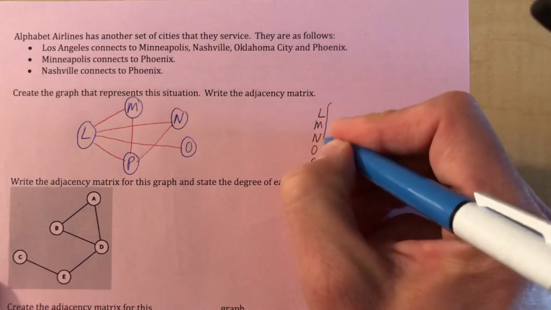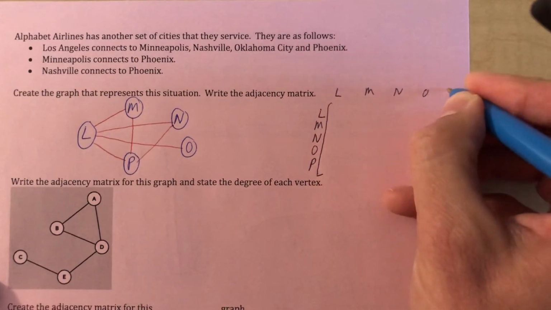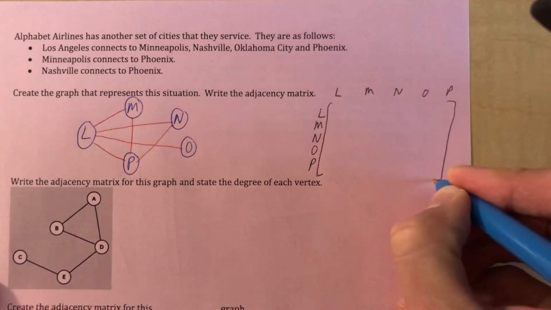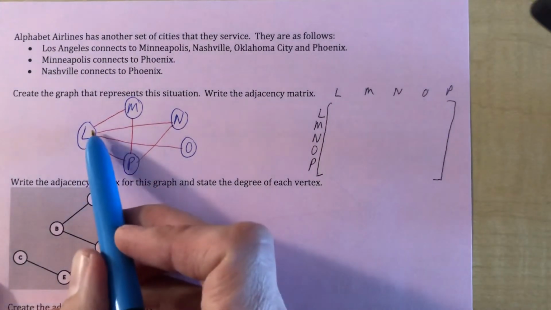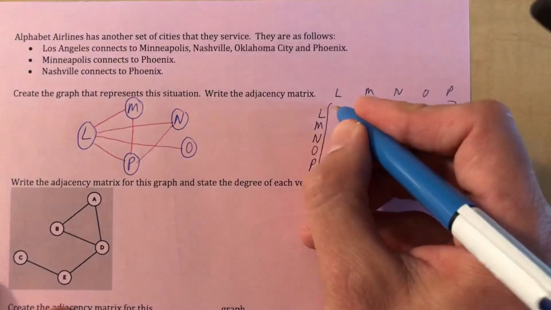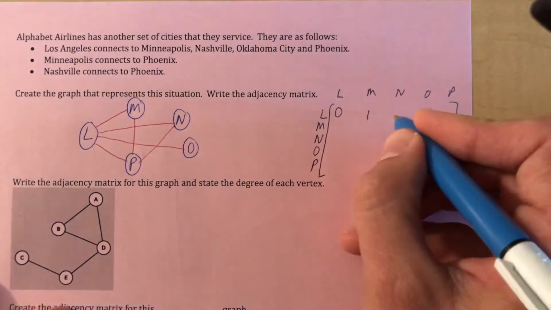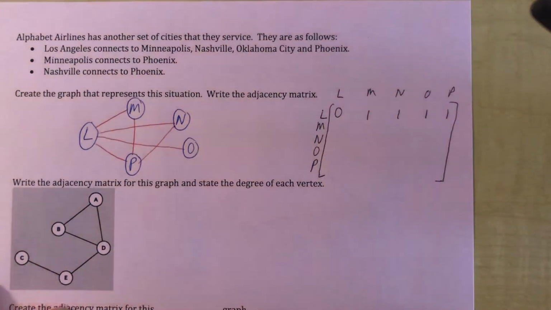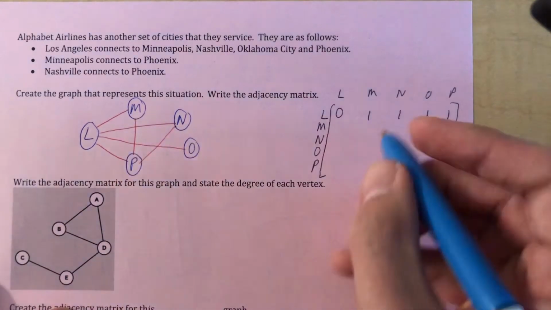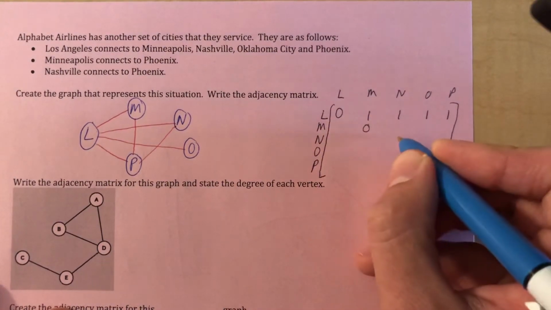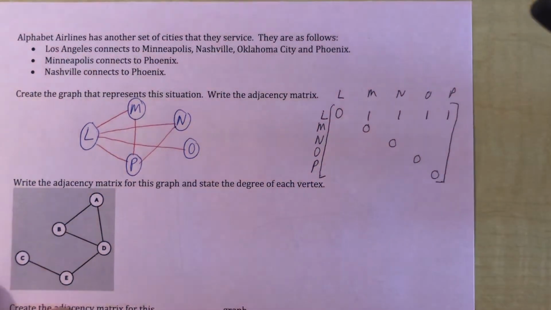L, M, N, O, P and L, M, N, O, P. All right, I'm not going to put the lines in. So L is connected not to itself, but L is connected to M, N, O, and P. M is not connected to itself. M to M is not a thing. N to N is not a thing. O to O is not a thing. P to P is not a thing, okay?